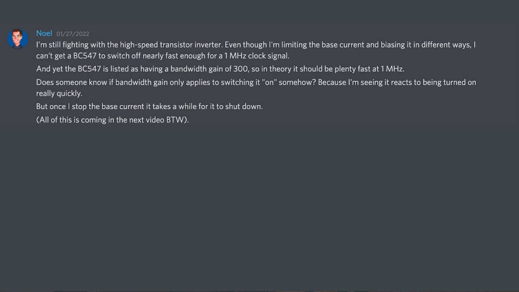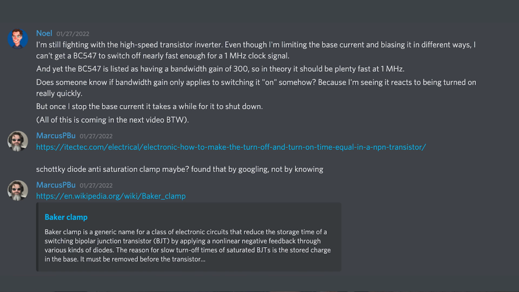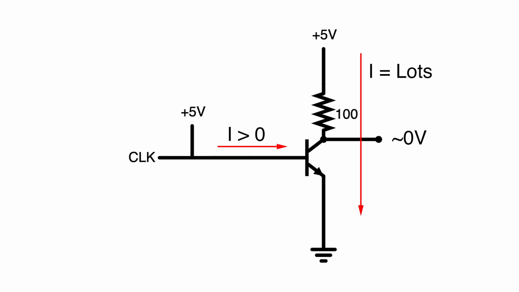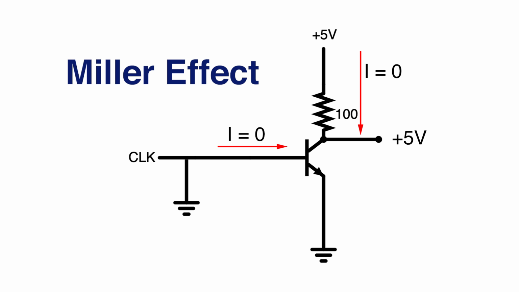It was then that Marcus on the Discord channel pointed me to a website discussing this exact same topic. It turns out that when a BJT transistor is turned on and it's fully saturated, it has some charge stored in the base area. When the voltage changes at the base, that charge is still there, and it continues to make the current flow from the collector to the emitter until it's fully used up. That's exactly the delay we're seeing. In case you're gonna go research this, this is also called the Miller effect.